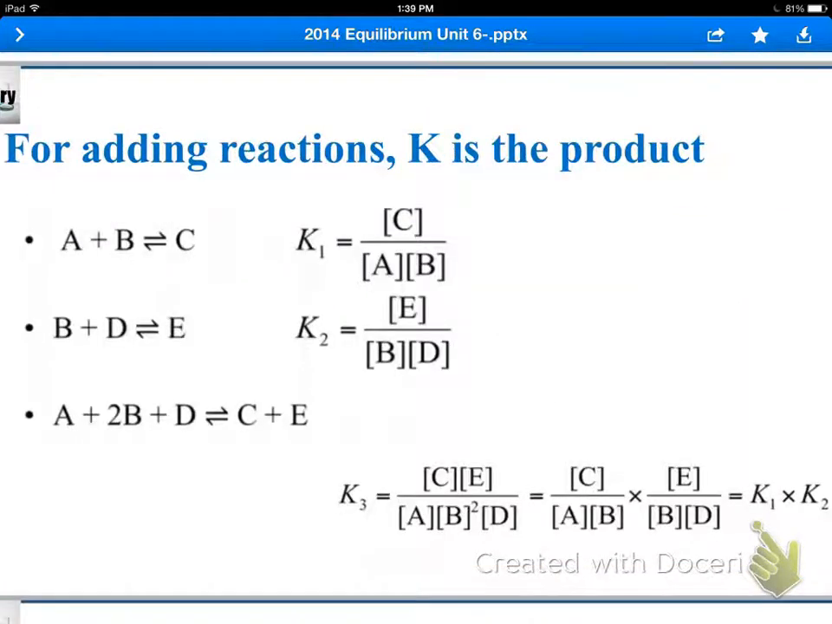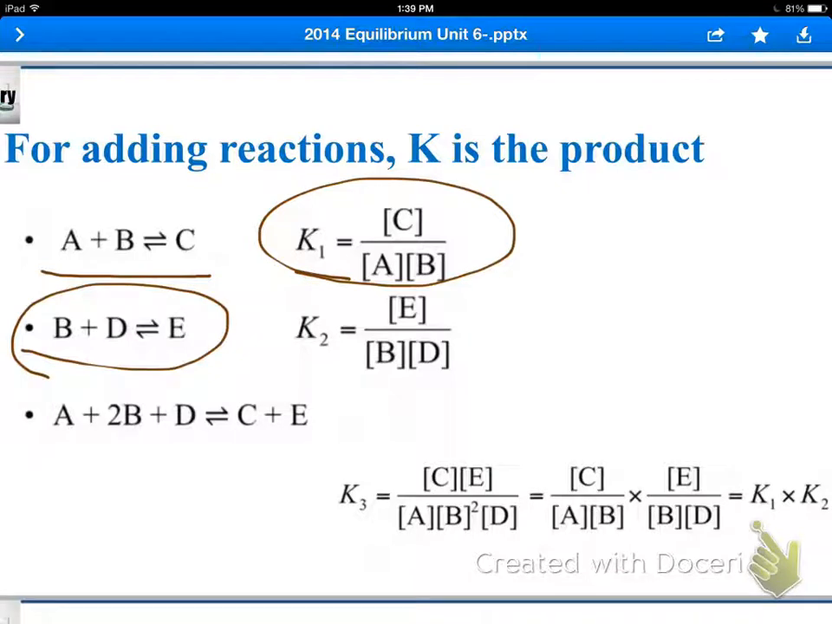Okay, so let's say I'm going to add reactions. Let's say I have A plus B gives me C. This is the equilibrium expression for that, product over reactants. And I have B plus D gives me E. My second K is just the products over the reactants.